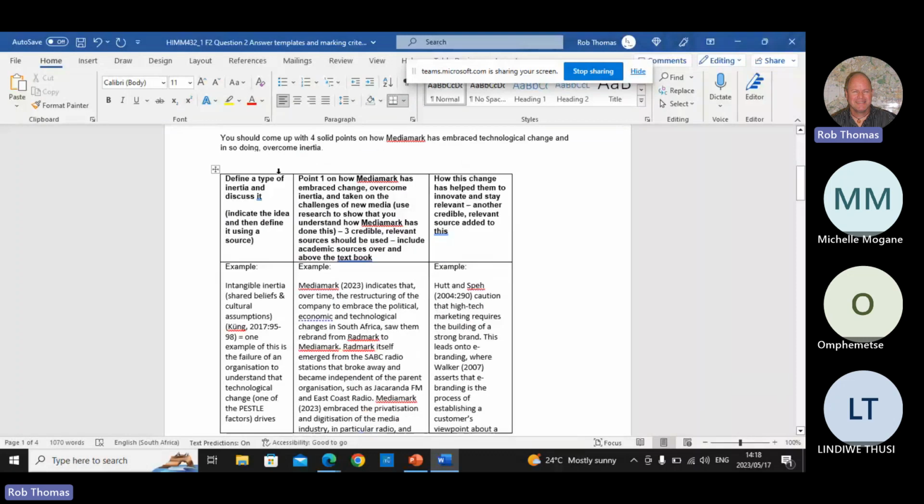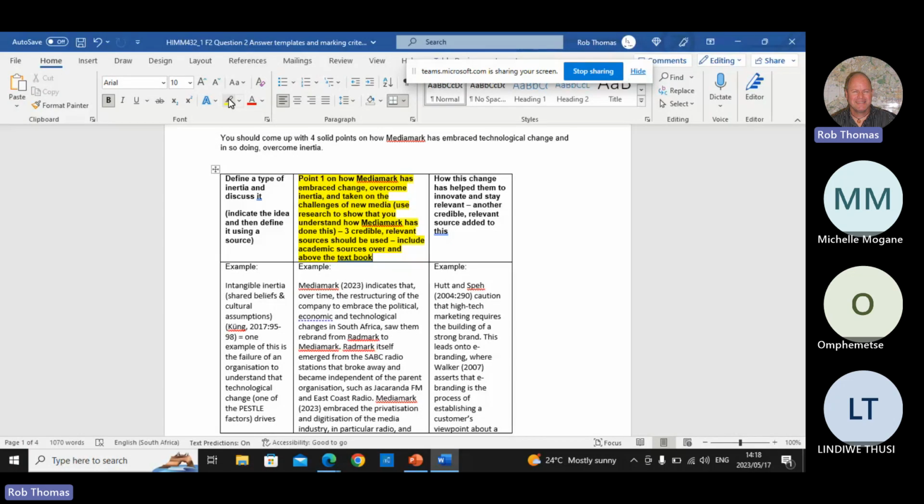Okay, so then the next point over here is, you're going to do 4 points. That's what I've suggested. Chris may change it, but you're going to do 4 points on how MediaMark has embraced change, overcome inertia, and taken on the challenges of new media. So use research to show that you understand how MediaMark has done this. So I've said 3 credible, relevant sources should be used, include academic sources over and above the textbook.